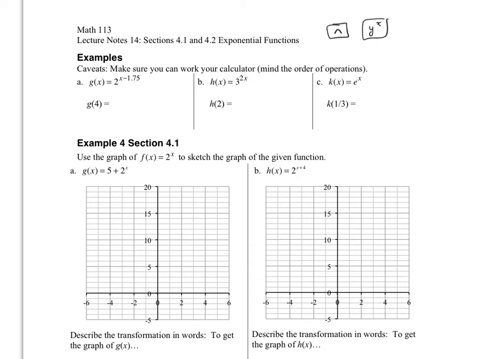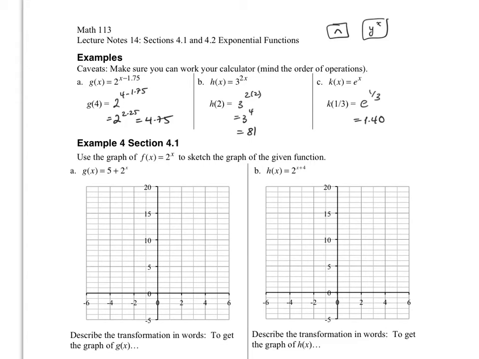So therefore, g of 4 will be 2 to the 4 minus 1.75. This is the same thing as 2 to the 2.5, and this is 4.75. You should definitely check this. h of 2 is going to be 3 to the 2 times 2, so this is 3 to the 4, which is just 81. And k of 1/3 will be e to the 1 over 3, which is around 140. You should check that.